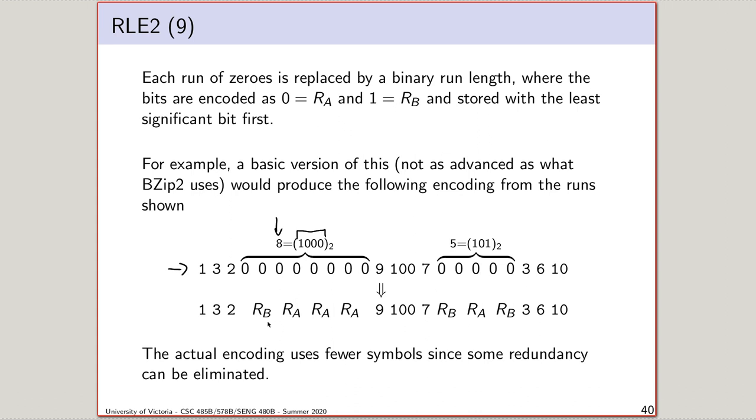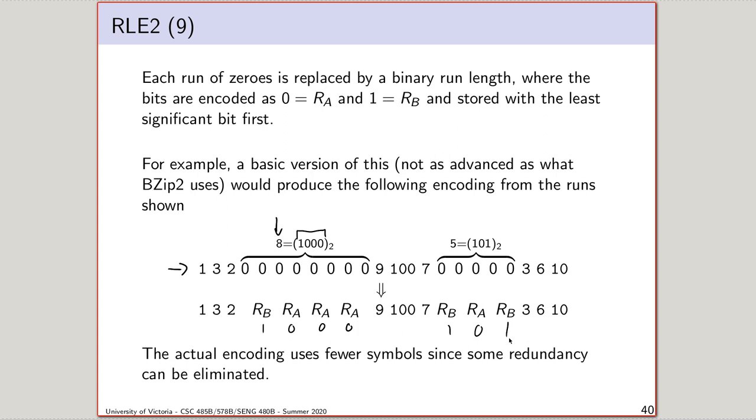So 1000 would translate into BAAA in my symbol stream. And the same thing here: this is 101, so I get BAB. Now you're noticing I've just taken eight zeros and turned them into four other symbols. But because it's a base two encoding, I can in general encode a run of length n in log base two of n symbols, which is still a savings of symbols.